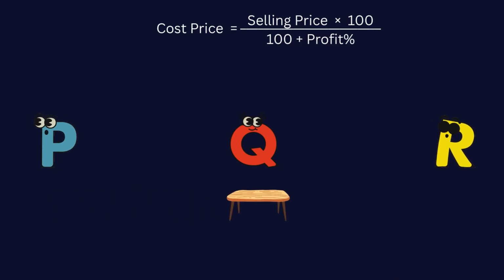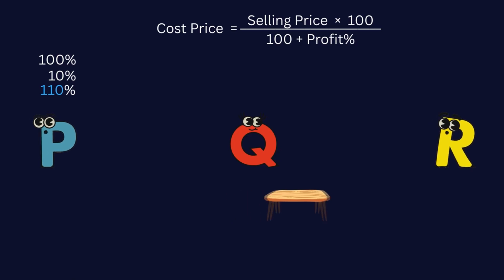P sold a table to Q at a 10% profit. That means P made 10% more than the cost price, and we don't know the cost price of P, and we will find that in a moment. If you look at our formula, we have 100 plus profit. Here 100 represents the full cost price, and we need to add that to our profit, which is 10%, so if I add them, I will get 110.